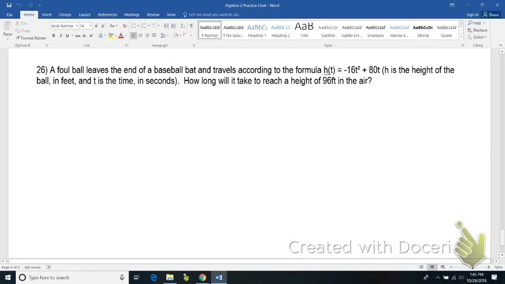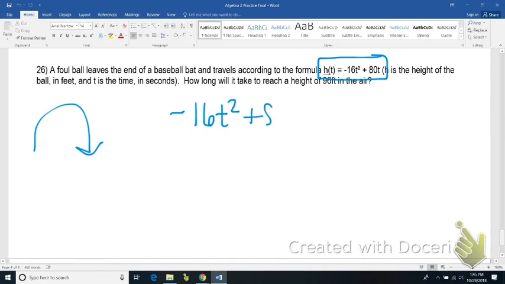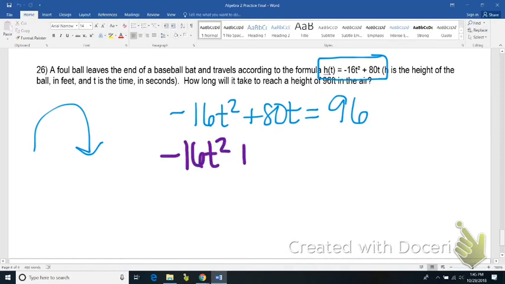Yep. All right, so this one talks about a foul ball leaves the end of a baseball bat and travels according to the formula. They give you this function right here. Remember, this is an upside down parabola. And they want to know how long it's going to take for it to reach a height of 96. So I set the function equal to 96, but anytime you see a quadratic, we have to move everything to one side, right? Set it equal to 0.